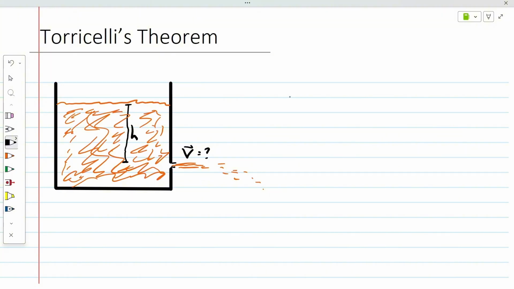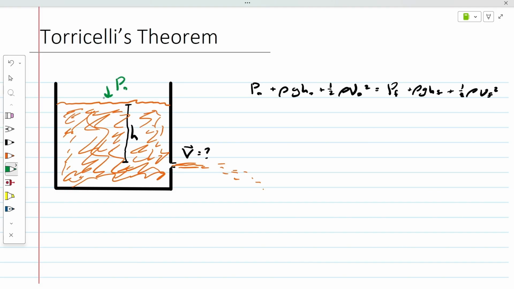So we're going to use Bernoulli's equation here, where we have the pressure initial plus density times gravity times height initial, plus 1/2 rho v initial squared, equals the final pressure plus rho g h final plus 1/2 rho v f squared. Okay. And so we can cancel out some variables. First off, the pressure is going to be constant at the input and output because we have this P naught that's pushing down at the top of this tank, and we also have the same P naught pushing in on this gap here. So these pressures are equal, so those cancel.